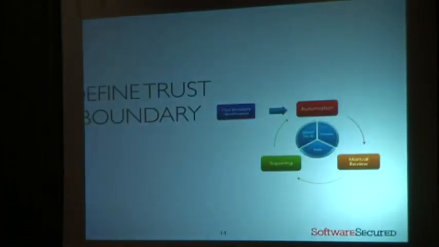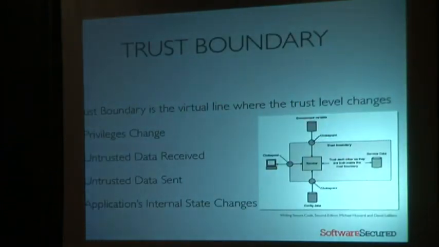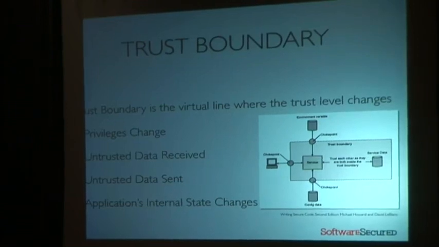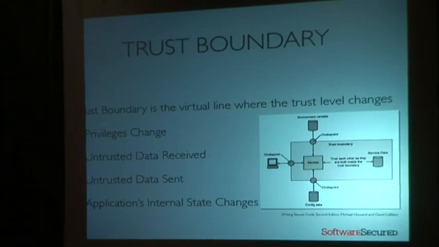Trust boundary, defining trust boundary. A trust boundary is a virtual line where the trust level changes. Trust level changes like privileges change. So an anonymous user, for example, becomes authenticated as a regular user. A regular user elevates, re-logins or something, and becomes an admin. So every time privileges change. Untrusted data received, untrusted data sent. All these are examples of where trust level changes.